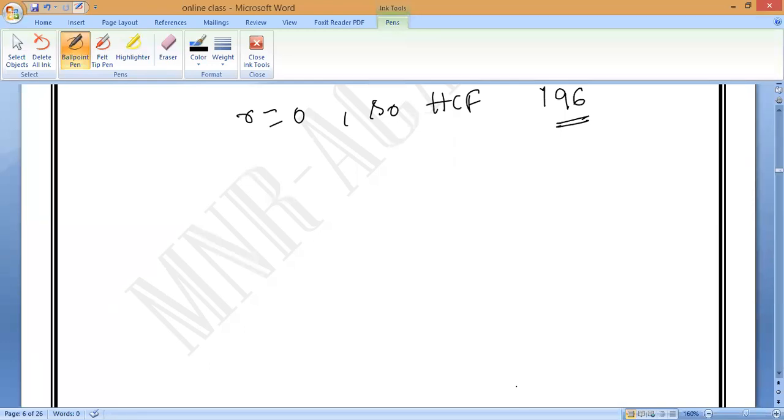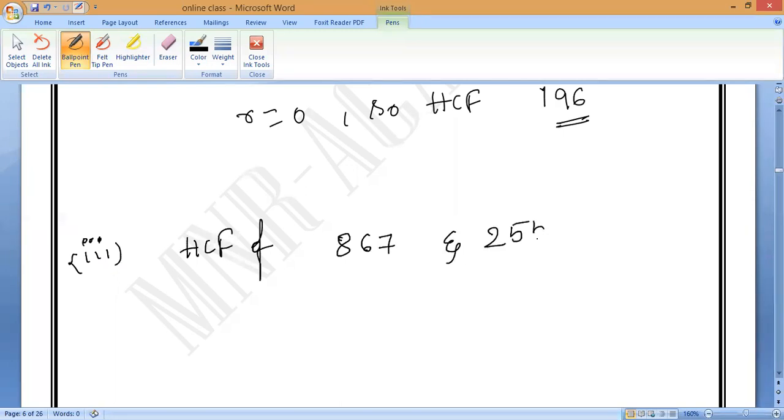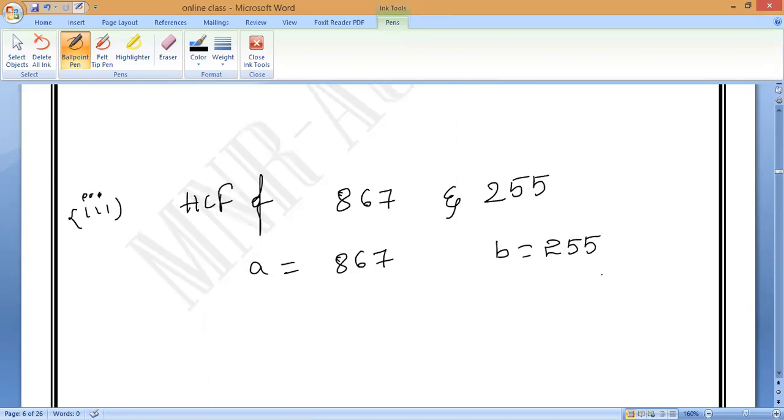Question. Third sum: find the HCF of 867 and 255. Say it fast. What is our a? a is our 867, and b equals 255. Apply Euclid division algorithm.